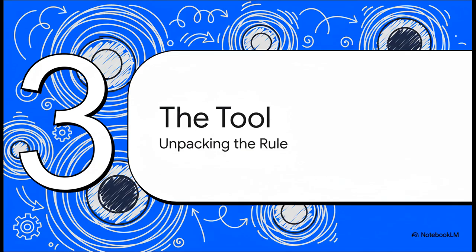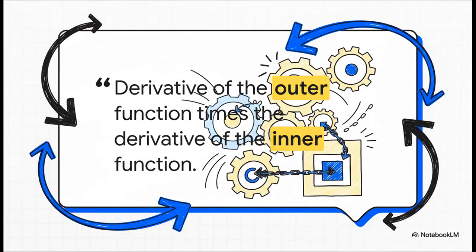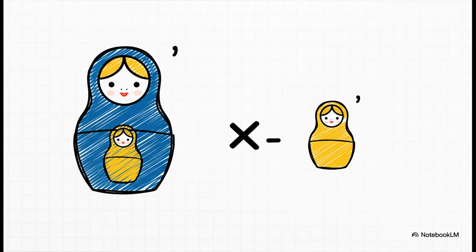So now that we have this fantastic nesting doll idea locked in our brains, we are totally ready for the tool. We're ready for the rule that lets us systematically unpack these functions. Okay, here it is, the formal definition of the chain rule. I know, it sounds a little wordy, maybe a bit academic, but the idea behind all these words is actually incredibly simple. And here's what it boils down to. This is all you really need to remember. It's the derivative of the outside times the derivative of the inside.